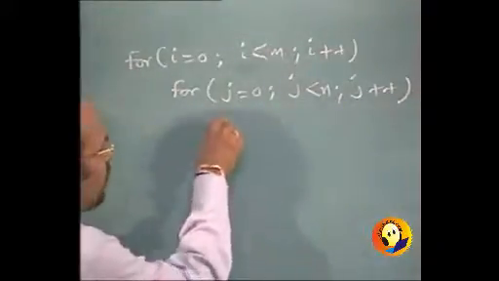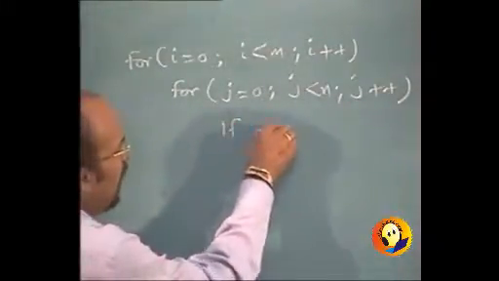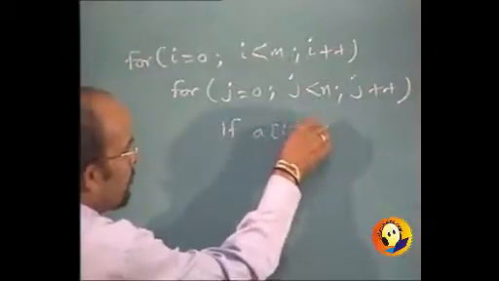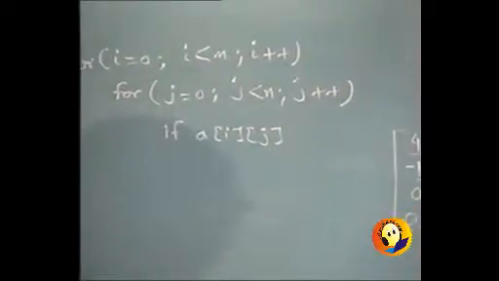And then if A of I is A, what should I write? Y greater than 0? Why not equal to 0? Y equal to 0?